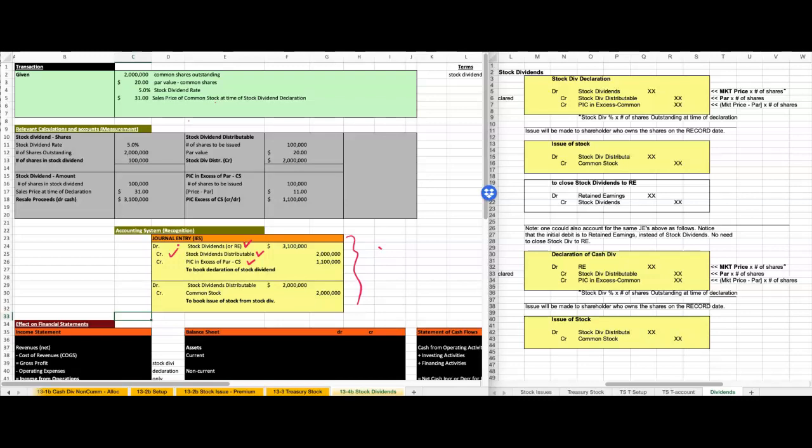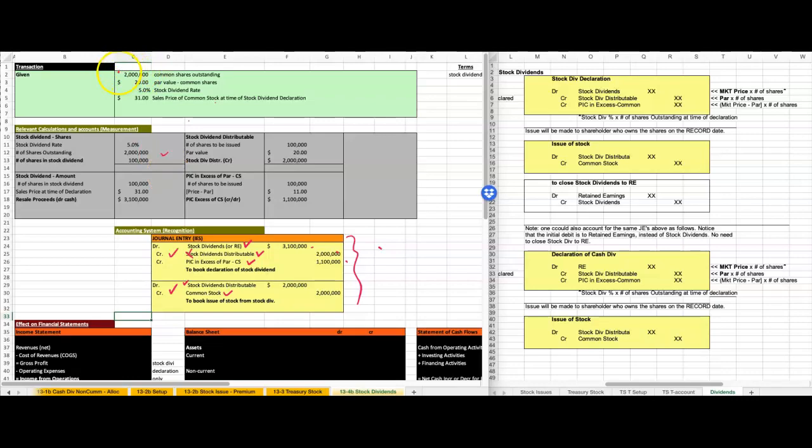When you actually distribute the shares, it could be a month, 2 months, sometime later after the declaration, you're going to distribute those shares. So that's when you get rid of this account by a debit to that account for the amount of the dividend at par, and then you're going to credit the actual common stock account for that amount. So the accounting is quite simple, as you can see. Now, how do we come up with these amounts? Well, that's based on certain calculations here.